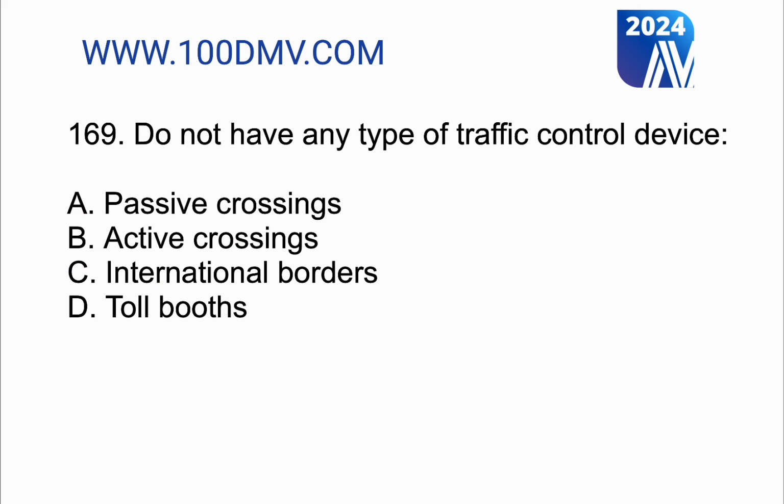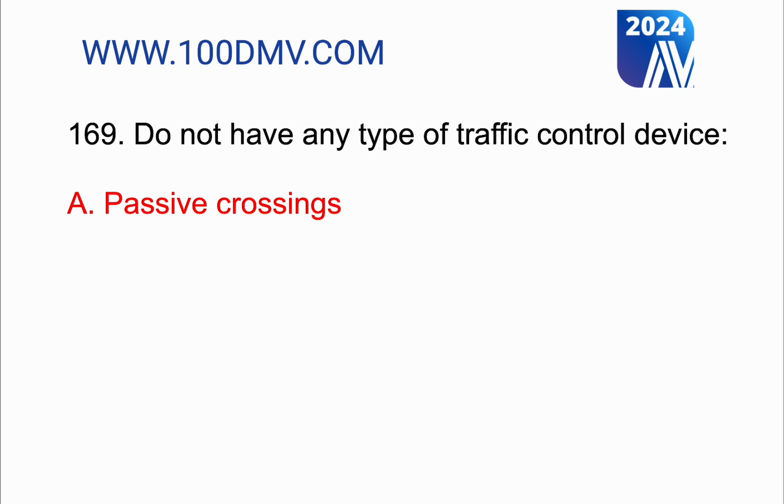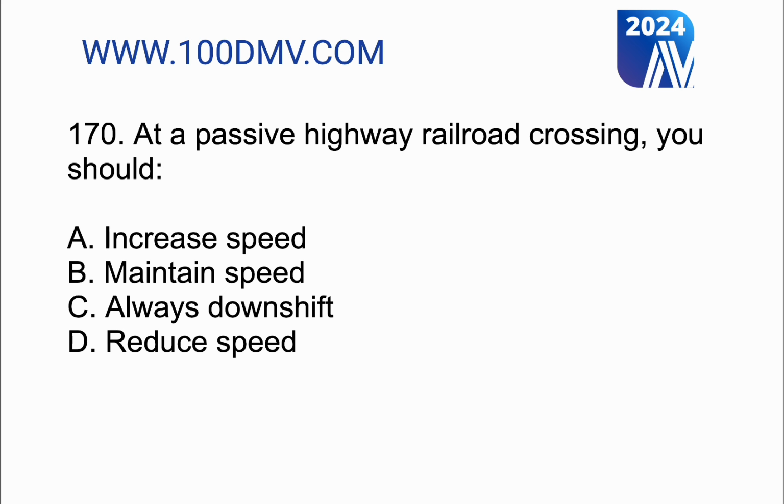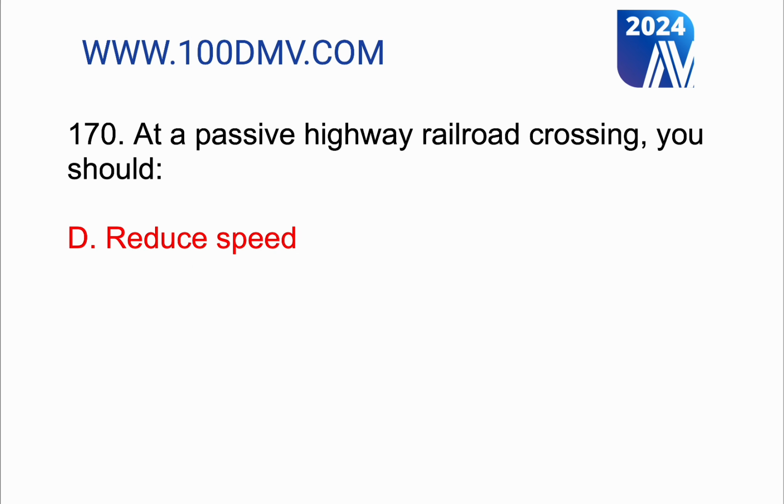169. Which do not have any type of traffic control device? A. Passive crossings. B. Active crossings. C. International borders. D. Toll booths. The correct answer is A, passive crossings. 170. At a passive highway railroad crossing, you should: A. Increase speed. B. Maintain speed. C. Always downshift. D. Reduce speed. The correct answer is D, reduce speed.